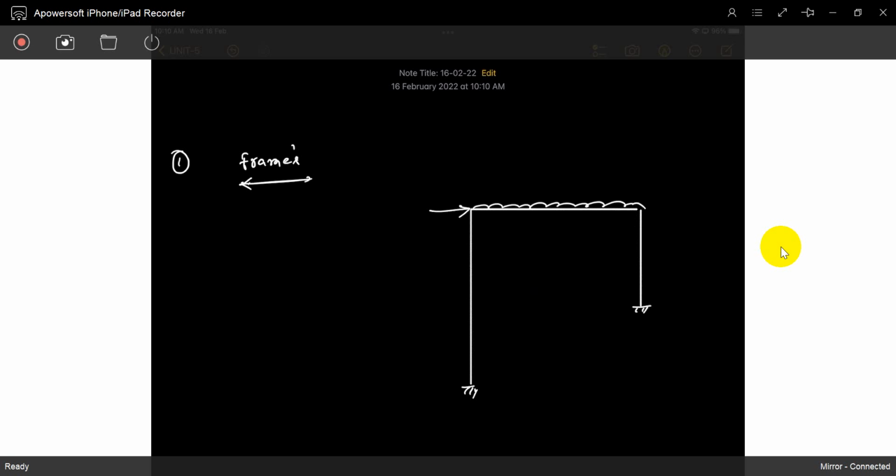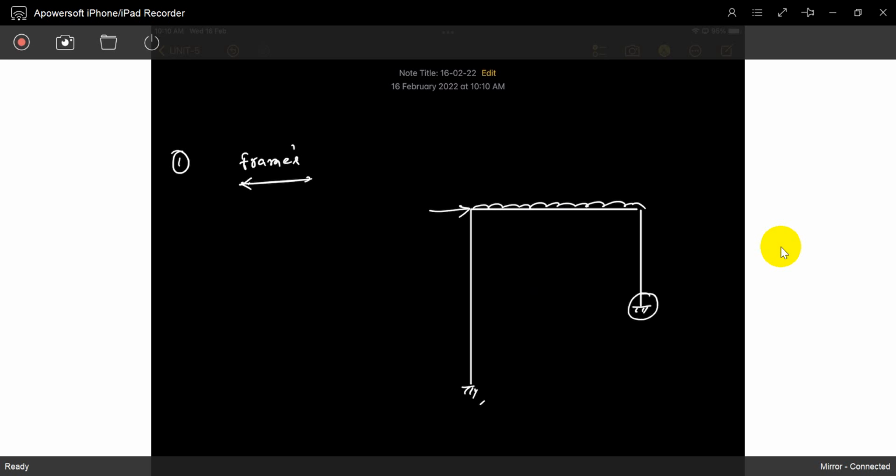You already know it's a 3. It's 6 minus 3, 3 is the static indeterminacy. So we took those 3 unknowns, or whatever you choose. So I choose, I took these 3.